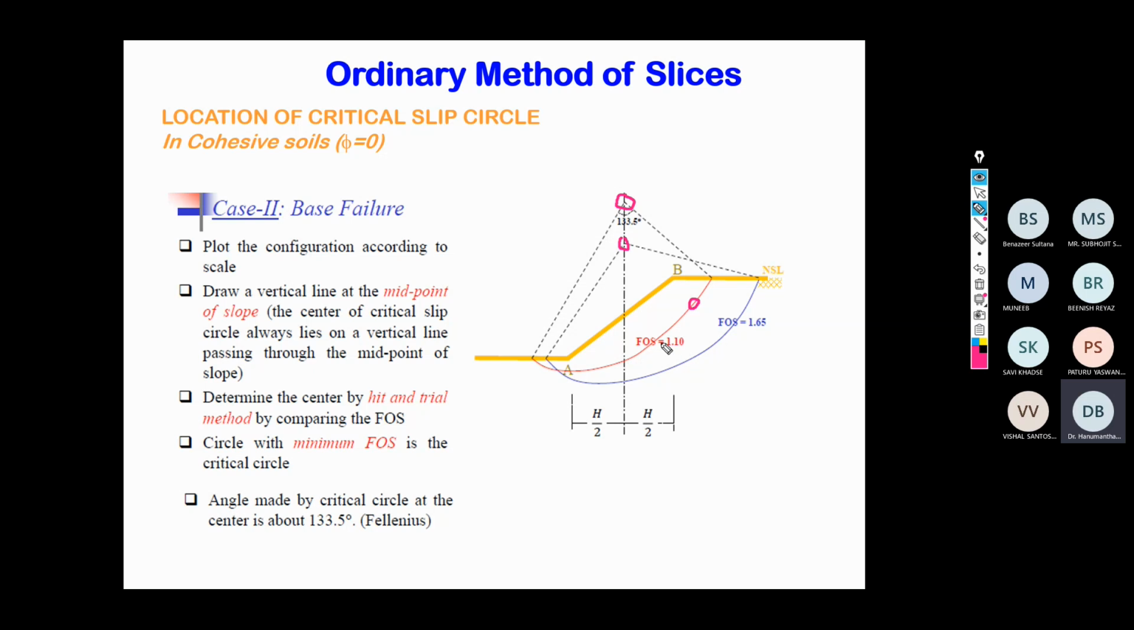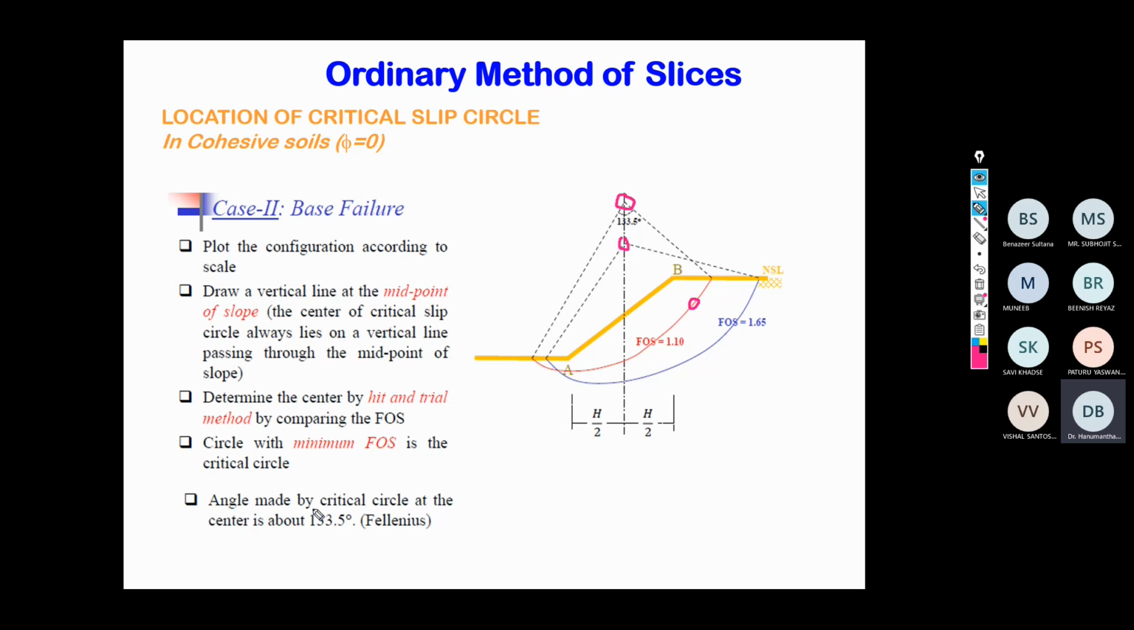But here also the crux is that you need to exercise several trial and errors until you find the least value of the factor of safety. Again, this is a very cumbersome, very laborious procedure. You need to make lots and lots of trials to find the possible least FOS value.